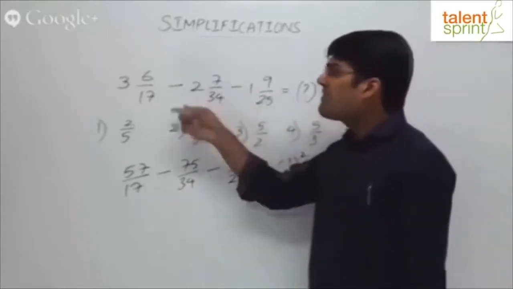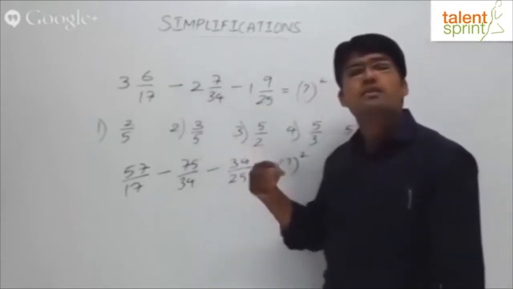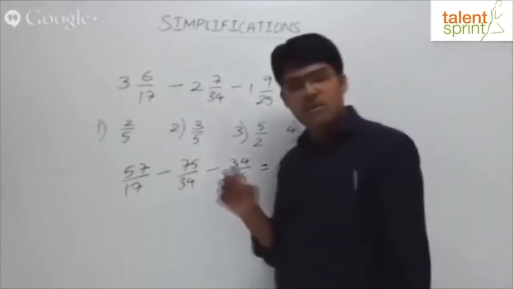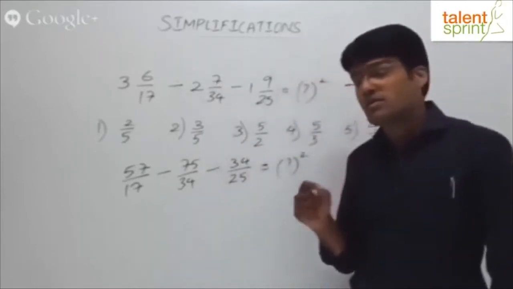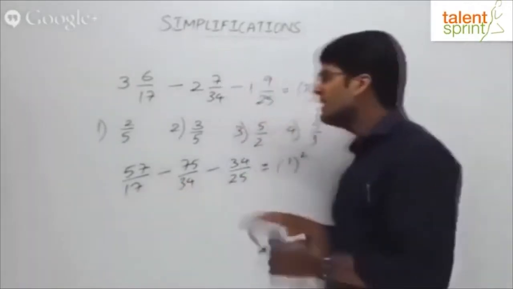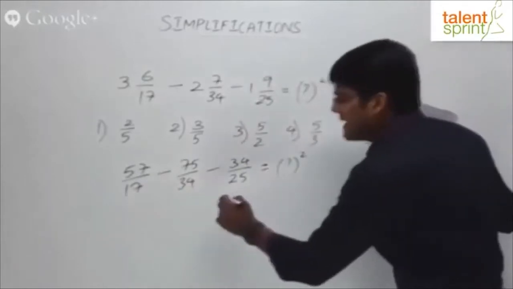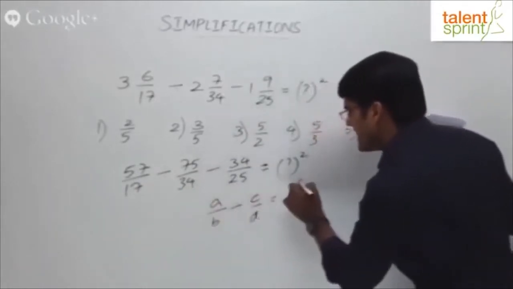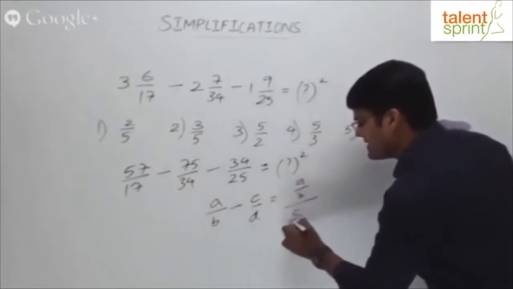Now, after converting these mixed fractions into improper fractions, what kind of technique can you apply? Remember friends, I'm going to explain something very, very important and crucial now. Whenever you have a division between two fractions, generally it's something like this. If it is a by b divided by c by d, we take it as a by b whole divided by c by d.